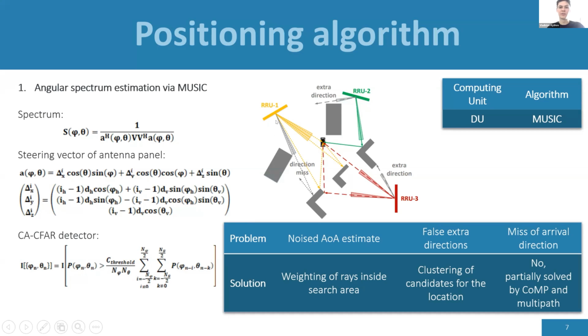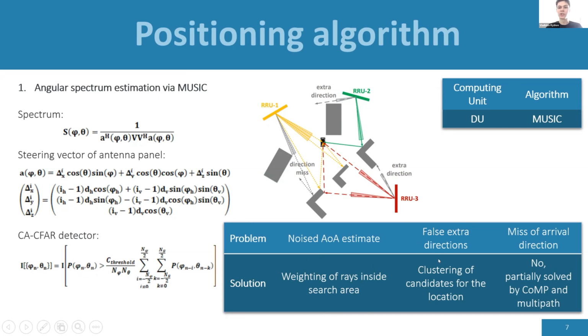So what problems can be here? The first problem is a missed direction. The second problem is an extra direction. And one more problem is noisy estimates due to interference, due to AWGN noise, due to inter-RRU calibration errors. These problems are solved via several approaches. For example, noisy angle of arrival estimates are solved by weighting each received ray inside each search area, which we select based on the accuracy of calibration of our unit.